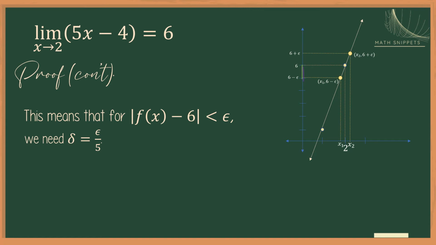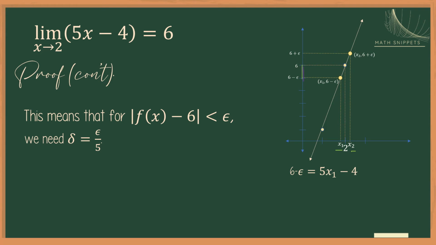Okay, so the widest interval for x, from 2 minus delta to 2 plus delta, would have the left endpoint be x sub 1 and the right endpoint be x sub 2. This is the widest that we can find because this is the one that corresponds to the interval 6 minus epsilon to 6 plus epsilon. So let's look for the value of x sub 1 and x sub 2 in terms of epsilon.